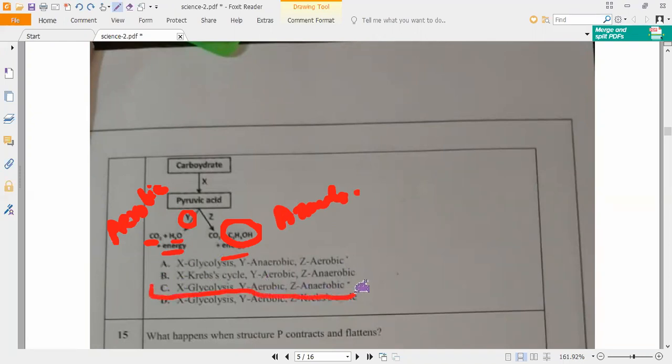Next, what is that? Aerobic process and anaerobic process. So what is the correct answer? C, sir. Bhumika, you have sent me this one, correct already? Some picture you have sent me like this.